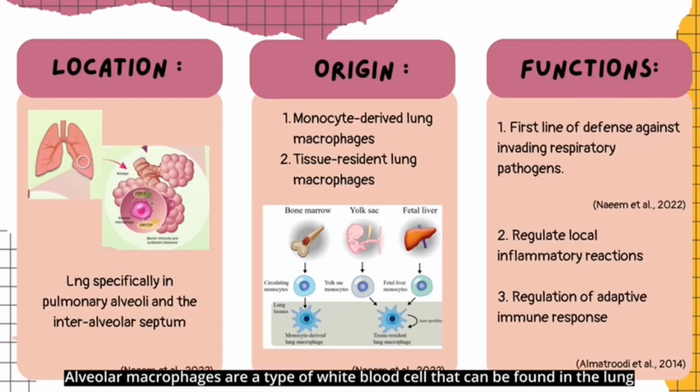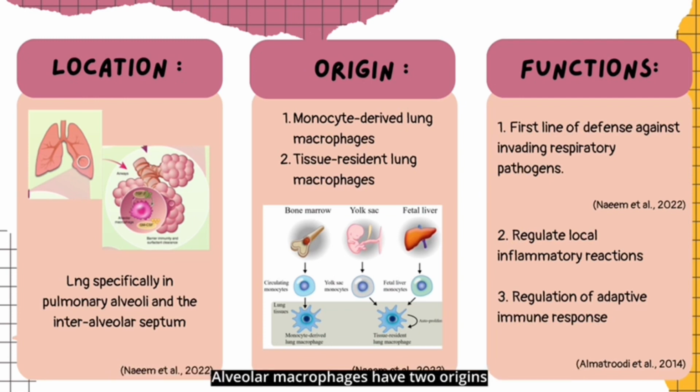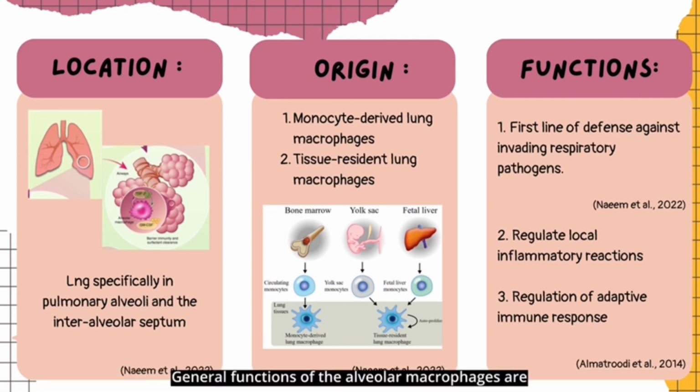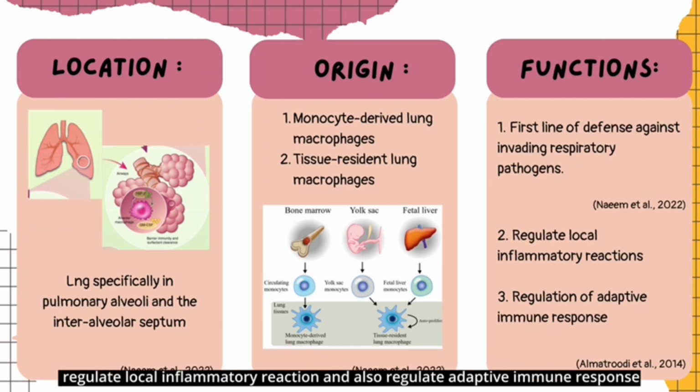Alveolar macrophage. Alveolar macrophages are a type of white blood cell that can be found in the lung, specifically in the pulmonary alveoli and the interalveolar septum. Alveolar macrophages have two origins, which are monocyte-derived lung macrophages and tissue-resident lung macrophages. General functions of the alveolar macrophage are the first line of defense against invading respiratory pathogens, regulating local inflammatory reaction, and also regulating adaptive immune response.